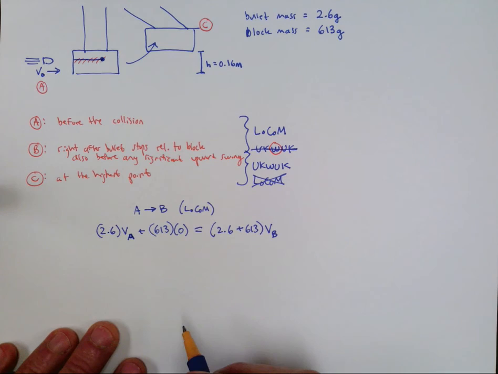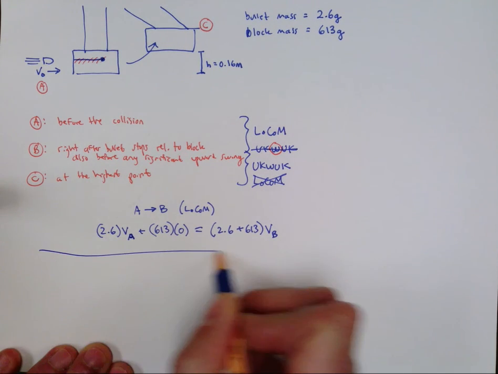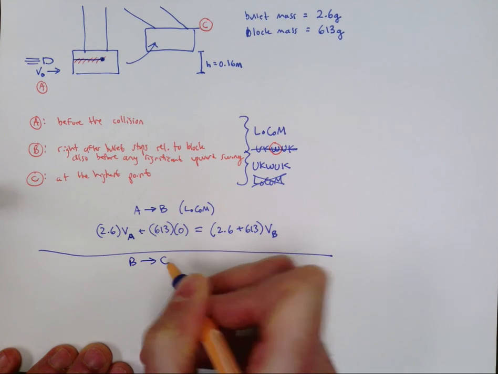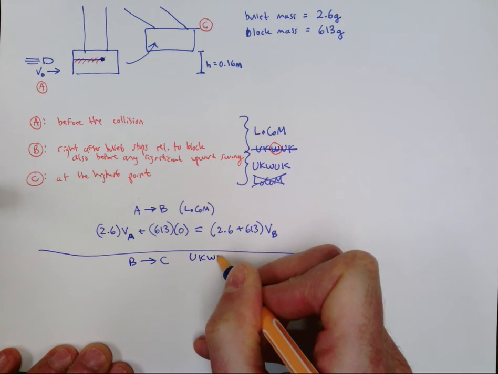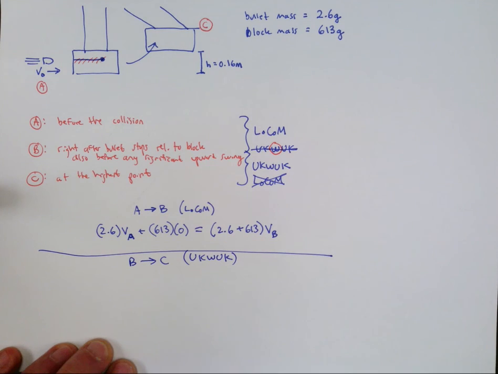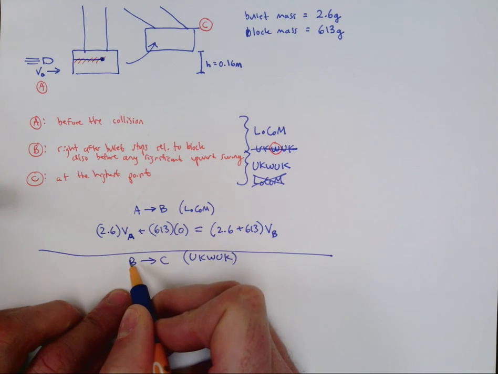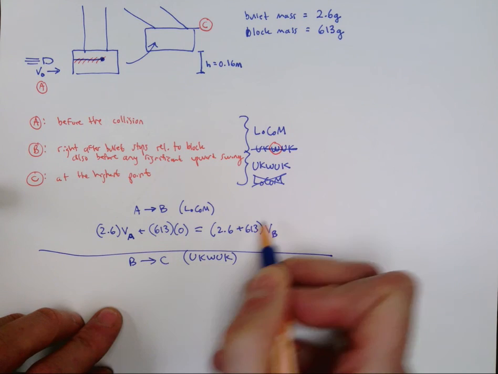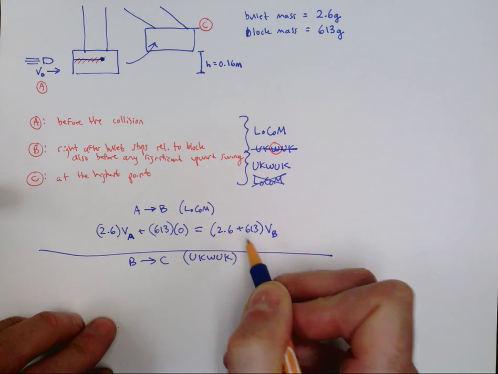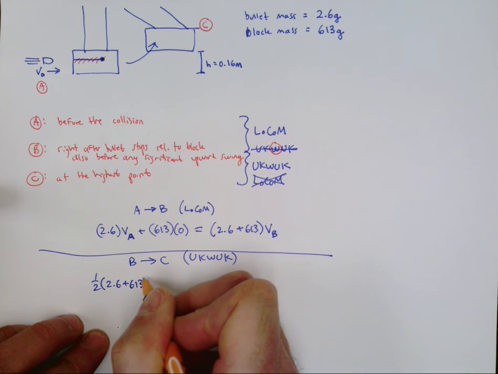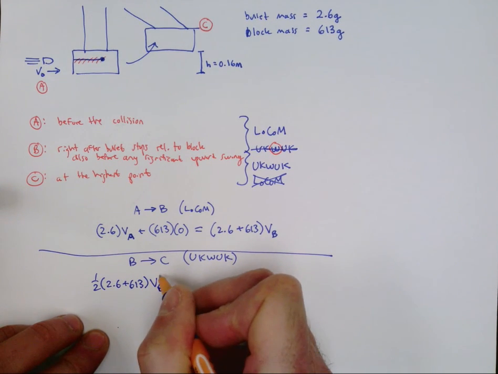Anyway, I have two unknowns, so I have to pause to figure out one of those unknowns. Now I'm going to look at between B and C, and that's where I can use the law of conservation of energy, or as I call it, UCWUC. So, very important, we're looking at the energy at B, not at A, but at B. And so the energy at B is the kinetic energy due to this right here. So that's 1/2 the combined mass times the speed at B squared.